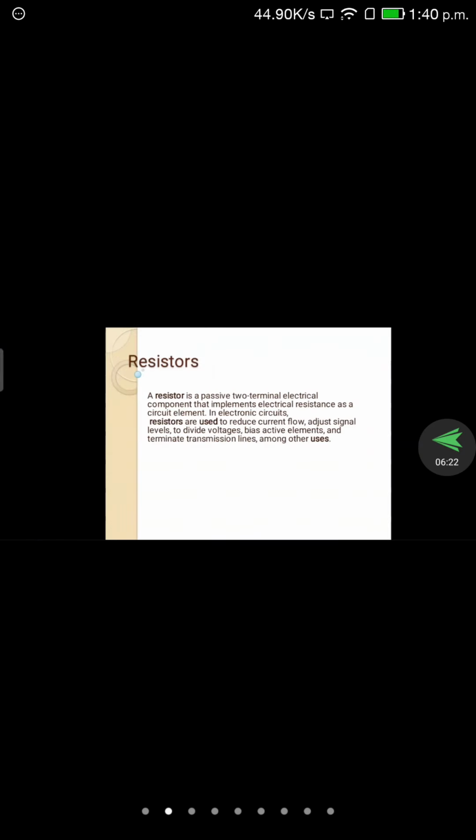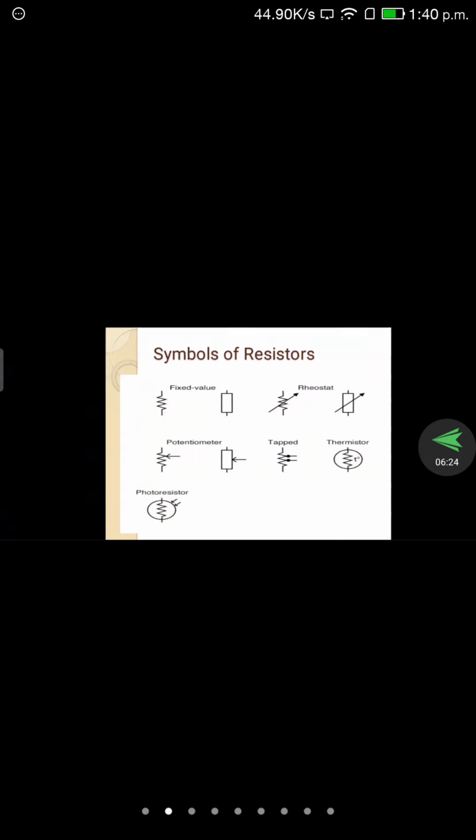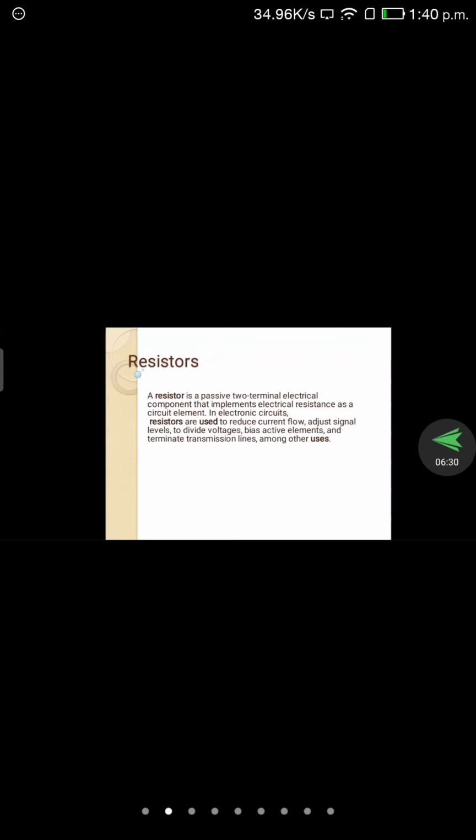So the resistor concept is that it opposes the flow of electrons, and that is what we call a resistor. It may serve different applications. In both the electrical as well as the electronic industry, resistors play an important role.